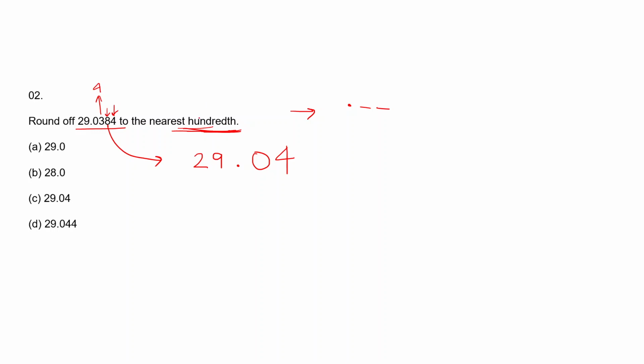If the question would be to round it off to the tenth digit, then I would further round it off, and because it's 4 which is less than 5, this would become 29.0. But since the question here is asking us to round it off to 2 decimal digits, 29.04 is the correct answer here.